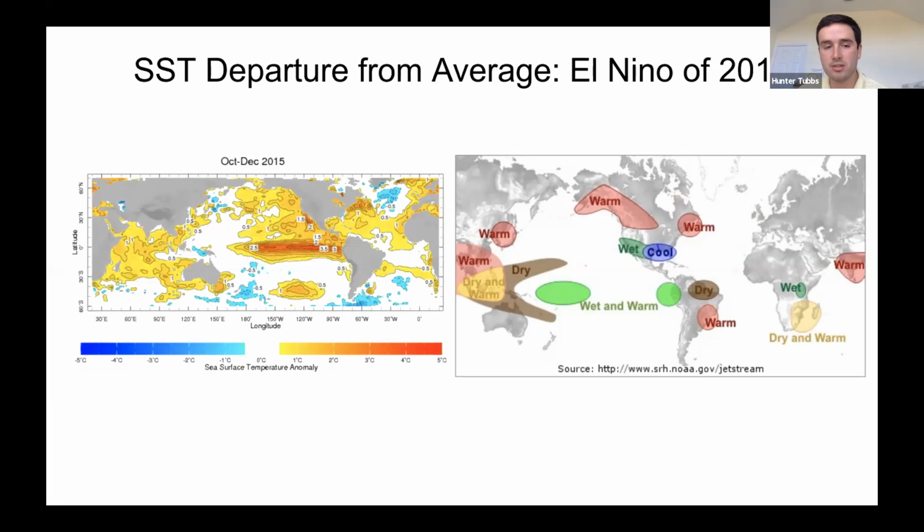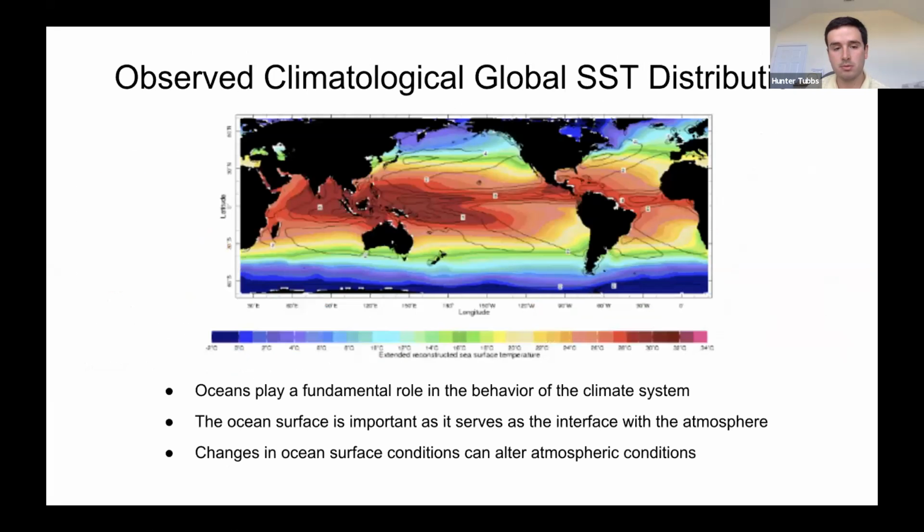So part of this project is to determine whether or not these biases are actually creating their own El Nino type patterns in their climate simulations. Thank you. Yep.